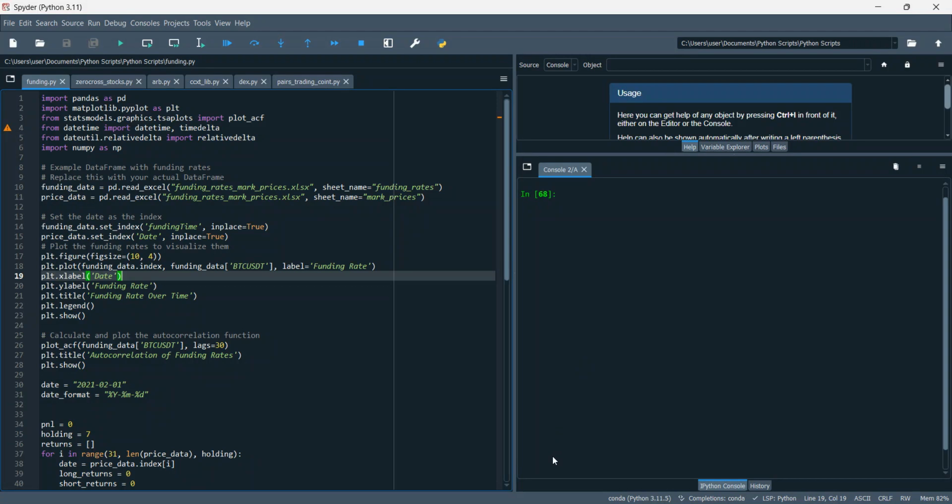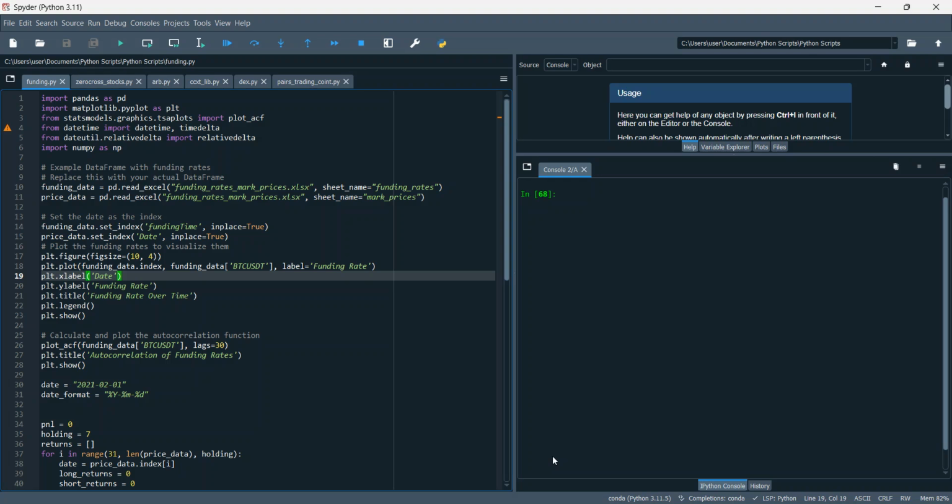Since they don't have an expiry date, the exchange should have a mechanism to control their prices, because there is a possibility that they will deviate from underlying spot markets forever. So funding rates are a mechanism that do exactly this. They are designed to do this.